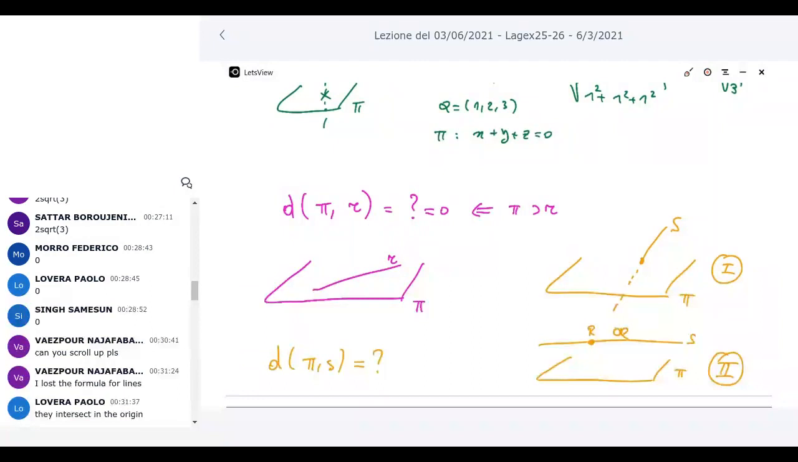Okay, so someone says they are intersecting in the origin. So what is the distance?